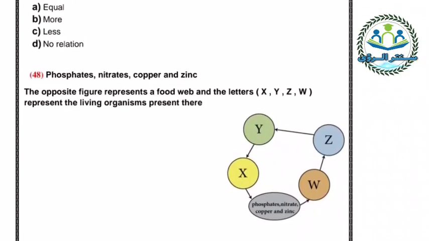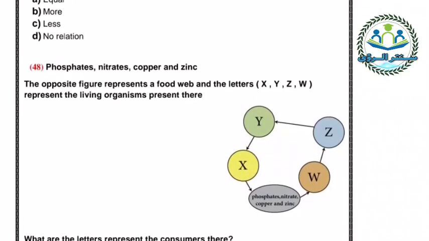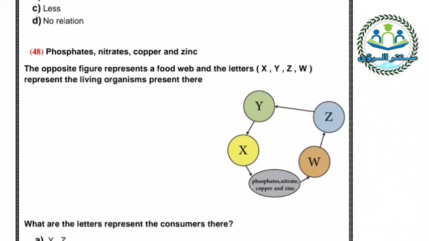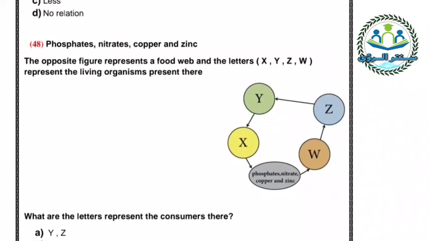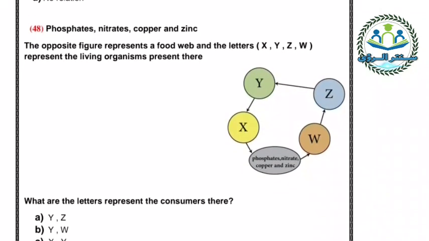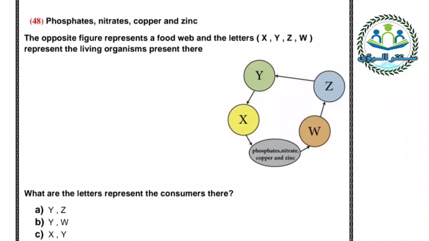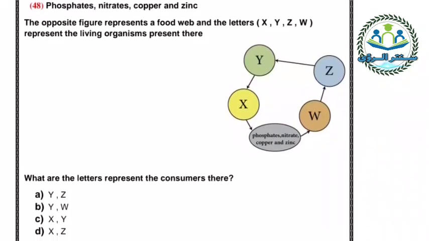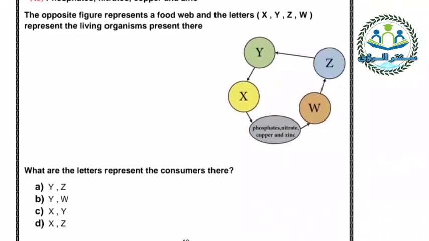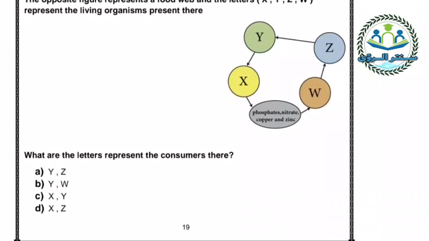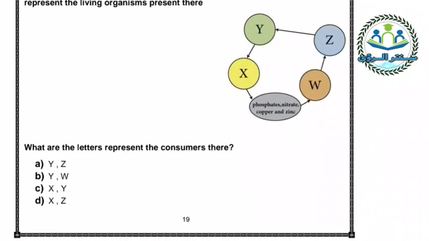48. The opposite figure represents a food web and the letters X, Y, Z, W represent the living organisms present there. What are the letters that represent the consumers there?